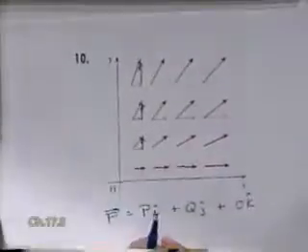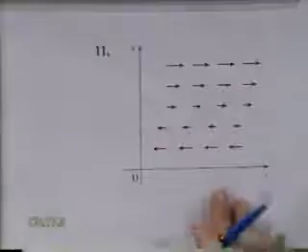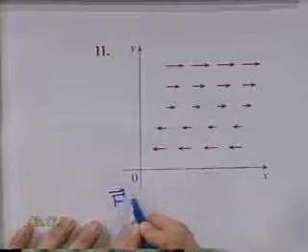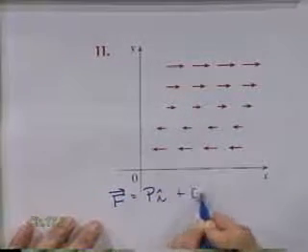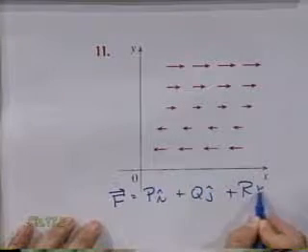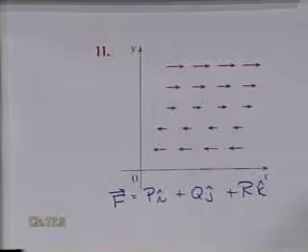Okay, let's do one more. Again, this is vector function f equals pi plus qj plus rk. But it has no z component.